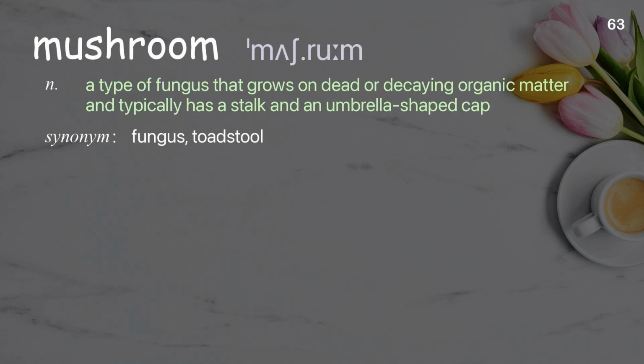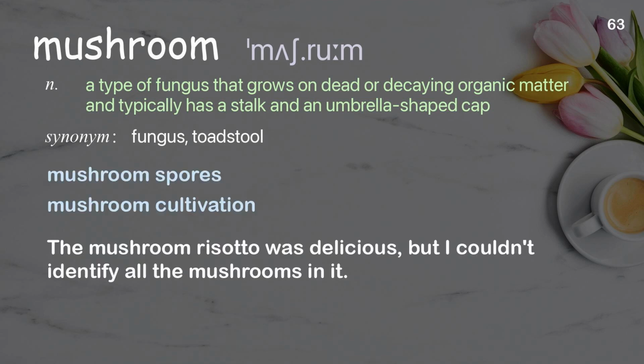Mushroom. A type of fungus that grows on dead or decaying organic matter and typically has a stalk and an umbrella-shaped cap. Examples: mushroom spores, mushroom cultivation. The mushroom risotto was delicious, but I couldn't identify all the mushrooms in it.